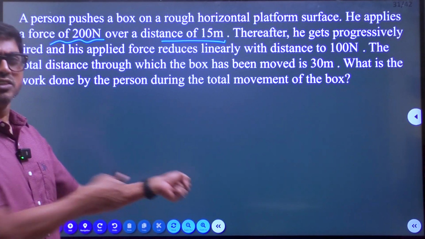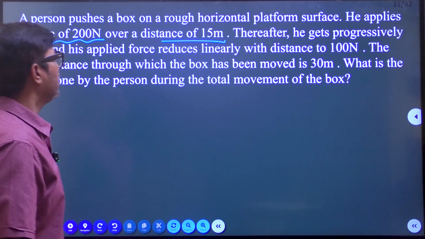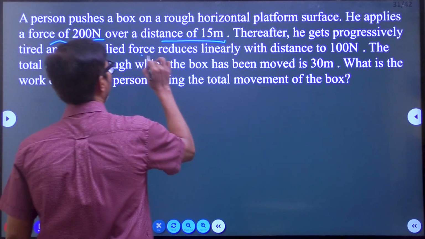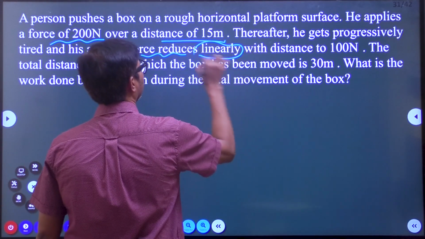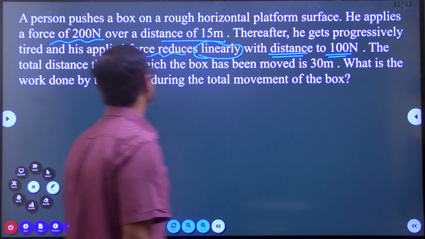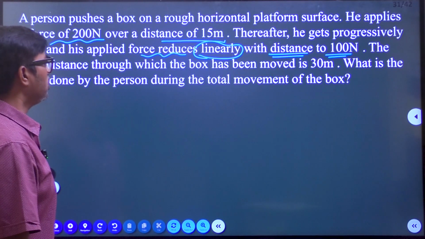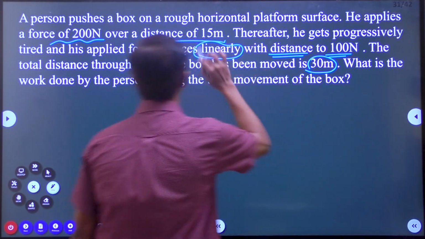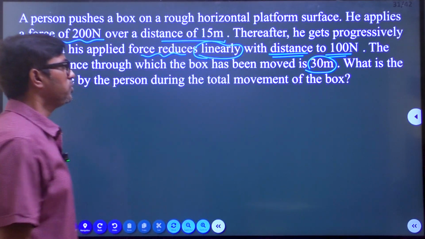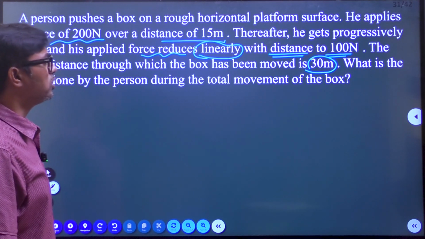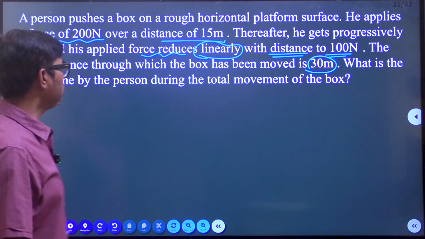You can't apply continuously the same amount of force. So he gets progressively tired and his applied force reduces linearly with the distance, from 200 Newton. The total distance through which the box has moved is 30. First 15 meters, it was having constant force. The next 15 meters, it is decreasing from 200 to 100 Newton. Now, what is the work done by the person during the total movement?